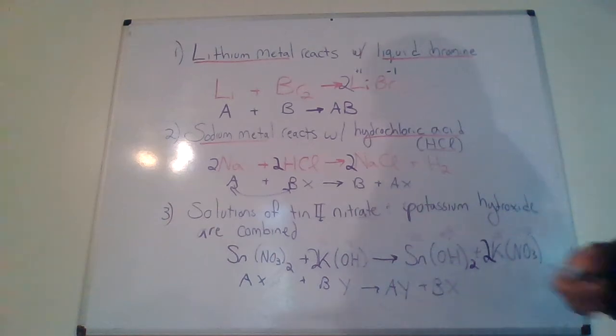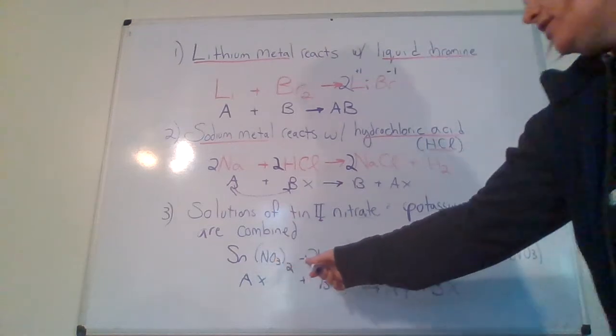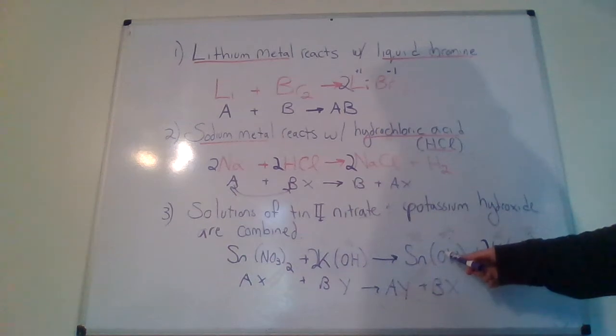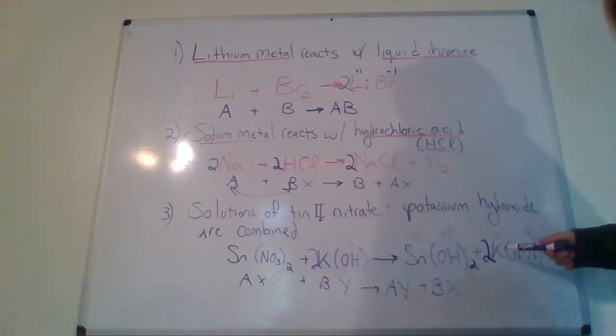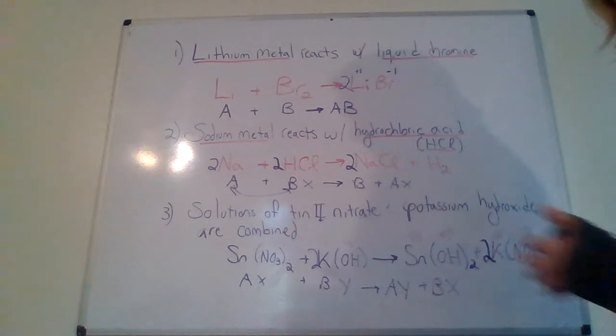So when I mix the tin nitrate and potassium hydroxide, I have 1 mole of tin nitrate plus 2 moles of potassium hydroxide will make 1 mole of tin hydroxide and 2 moles of potassium nitrate. So those are 3 examples from the worksheet that I have attached to Schoology.